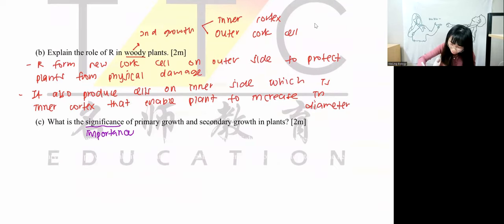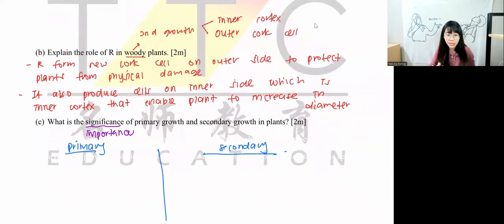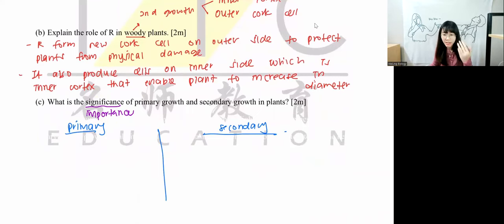Okay, let's talk about primary first. Primary growth increases in length, right? So once they increase in length, it also means that they are trying to get more sunlight or get more water. Secondary growth increases in diameter. Increases in diameter means that you can get more mechanical support. So 1 mark each is enough already.